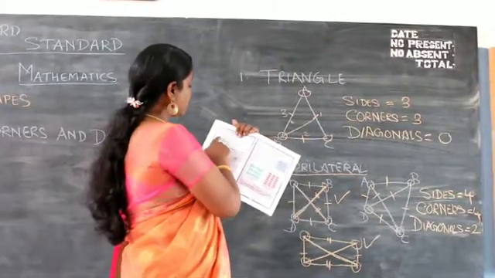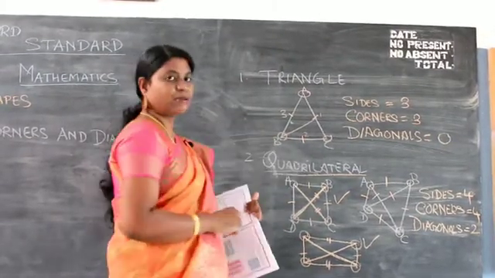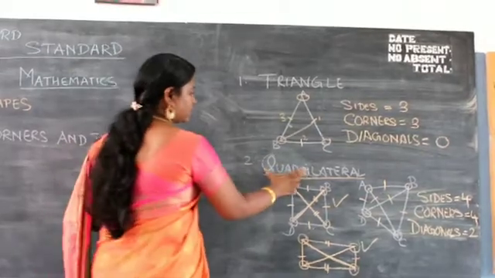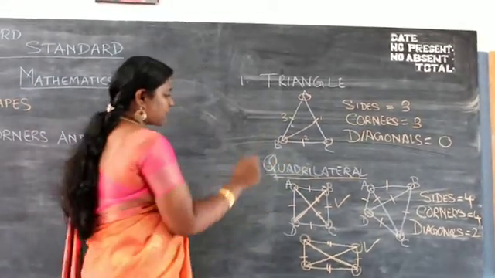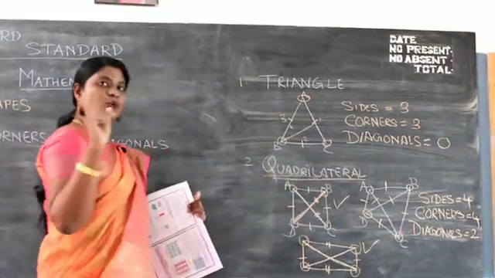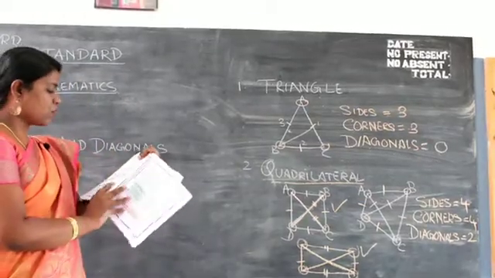Okay. The third one says a quadrilateral has 3 sides. But I just now taught you that the word quadrilateral comes because it has 4 sides. So the third statement is a wrong statement.